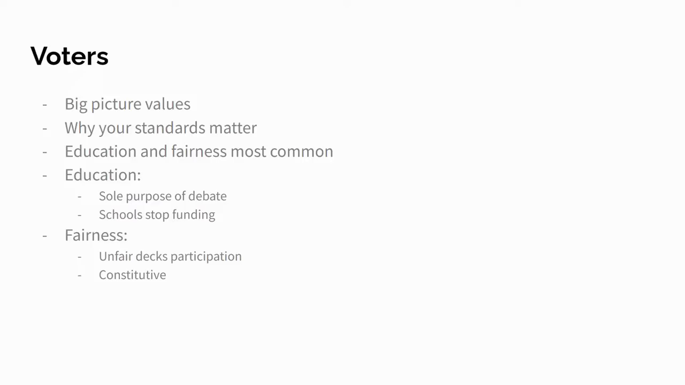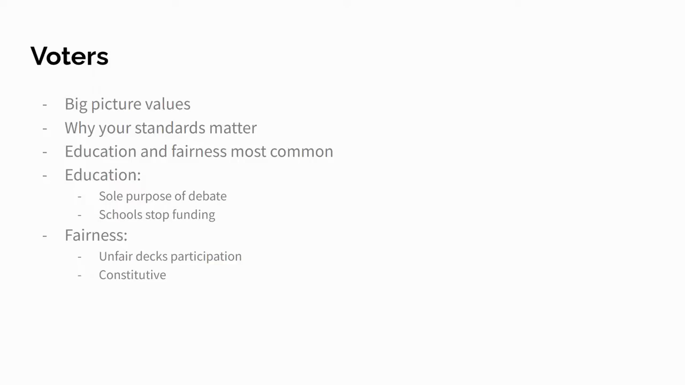Next is fairness. The two most common justifications for that are that unfair rounds deck participation, and that fairness is constitutive of any competitive activity. Unfair rounds deck participation is talking about how if we have debaters debating in unfair rounds, that discourages participation because no one wants to debate in an unfair round, and participation is key to debate's existence. Without participation, debate will not exist, which means that fairness should be an intrinsic value in debate because debate will not exist if people stop participating because unfair rounds are causing that.